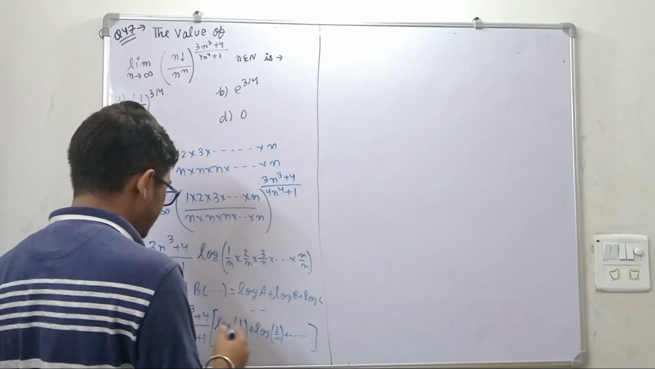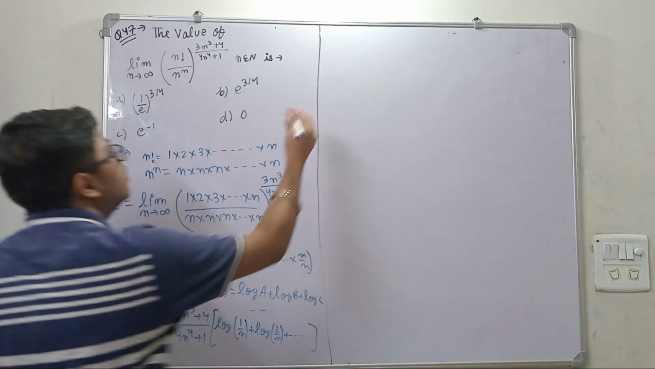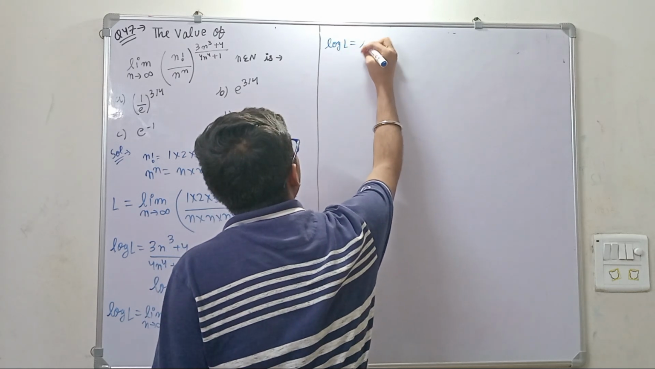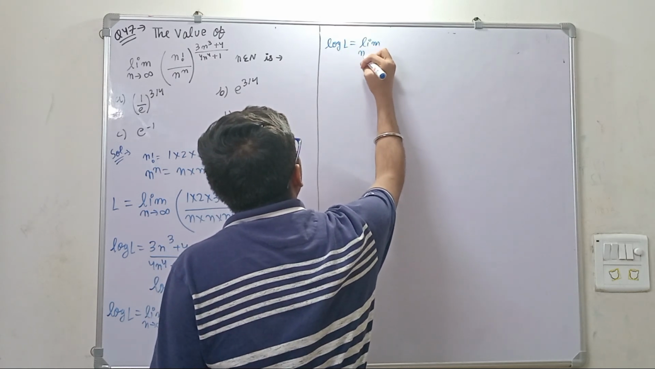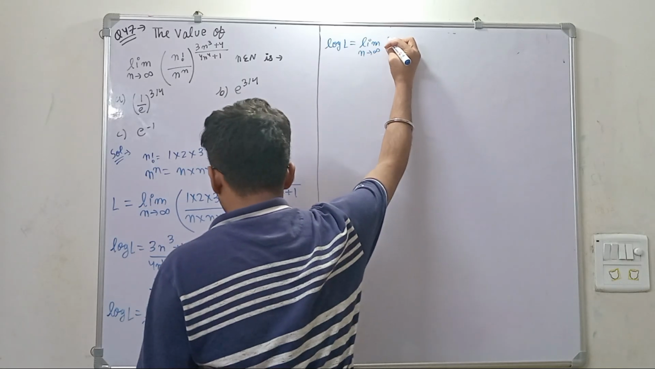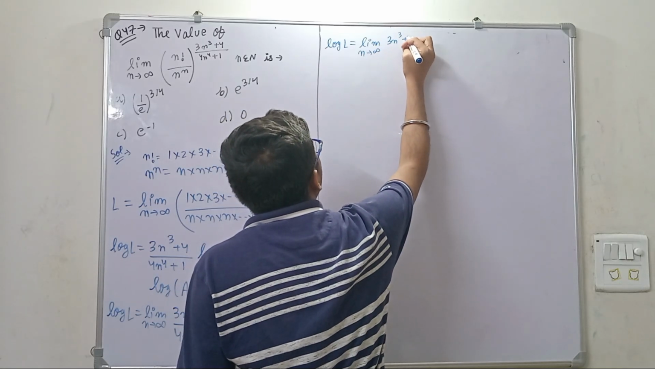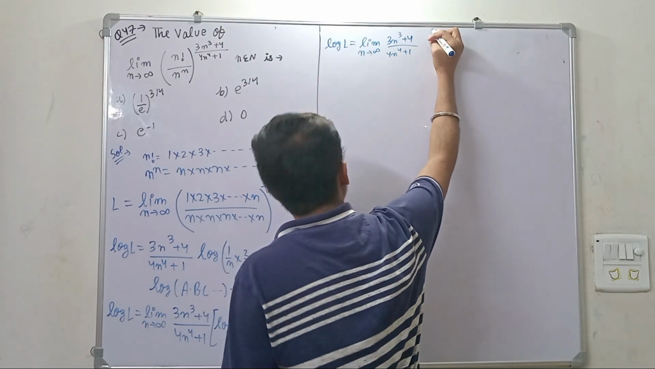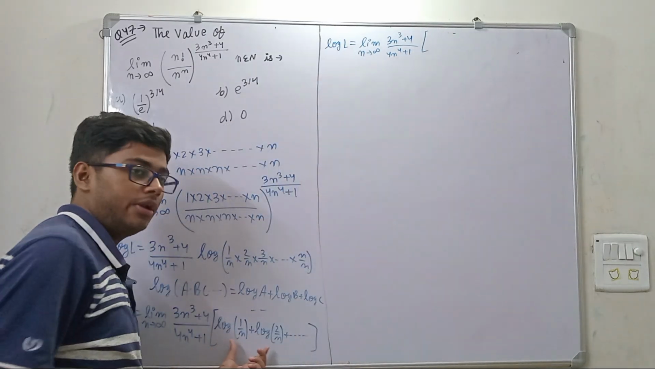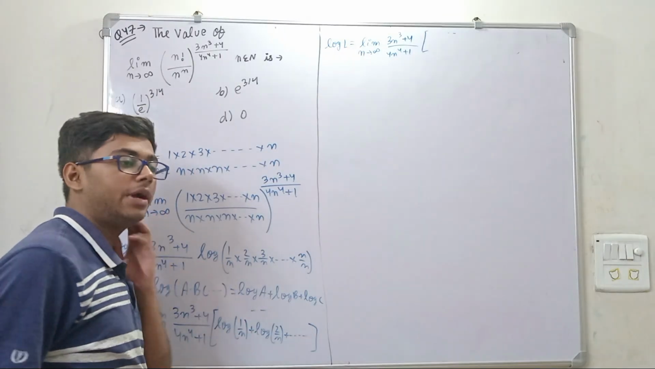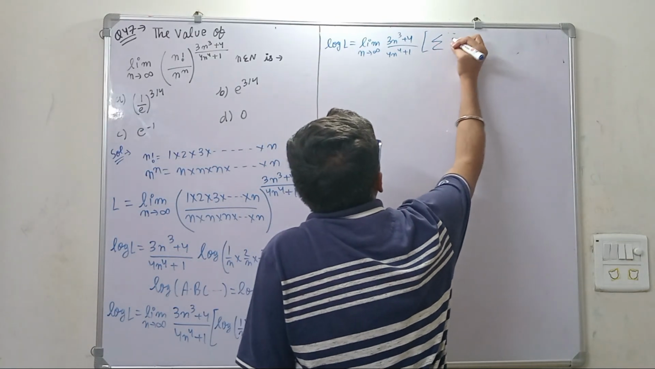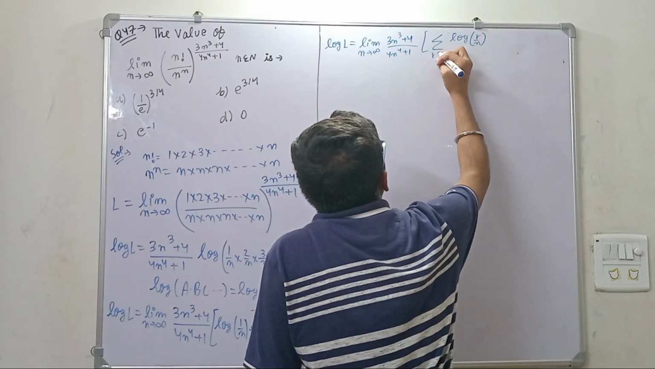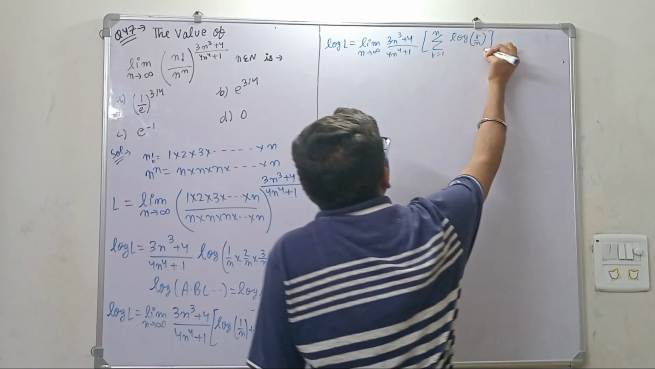Now see here, log L is this, so log L will be equal to limit n tends to infinity, 3n cube plus 4 upon 4n to the power 4 plus 1. And how can you write this? Log 1 by n plus log 2 by n till n by n. You can write this in summation form as log r by n, r from 1 to n. This can be written in the summation form.